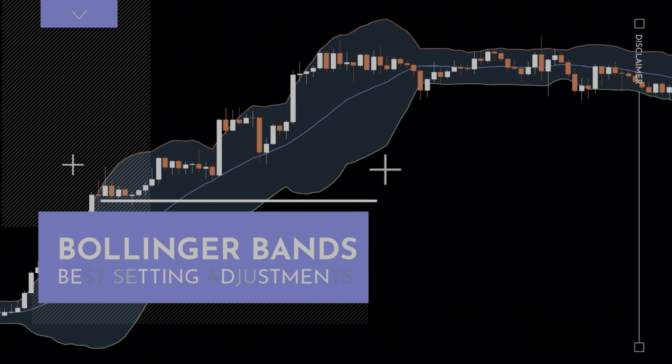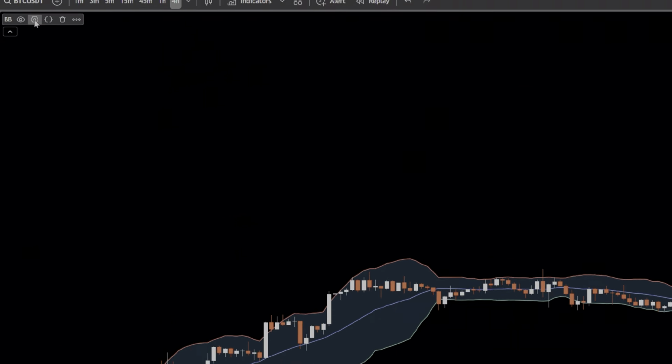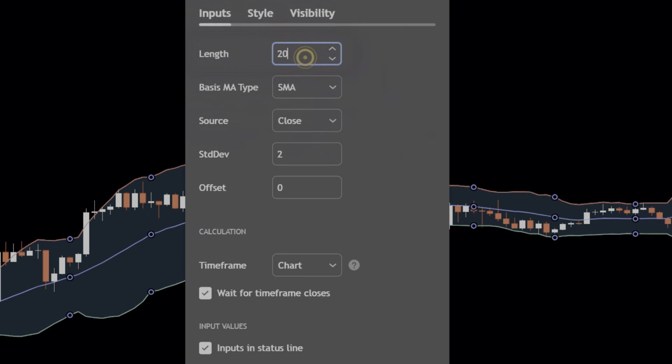To make this tool even better, we'll make a few tweaks to the settings. First, change the length from 20 to 55. The why here is simple. We want to filter out the meaningless short-term market noise. A longer setting forces the indicator to focus only on more significant periods of consolidation, giving you cleaner signals.